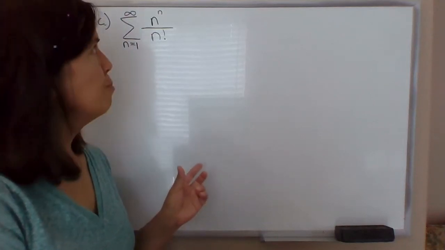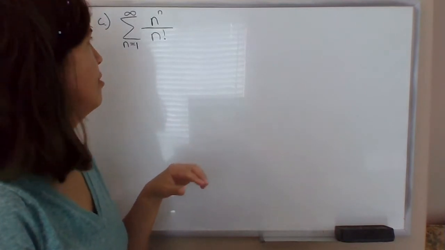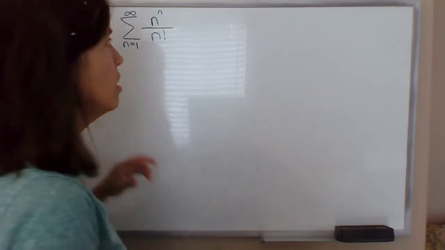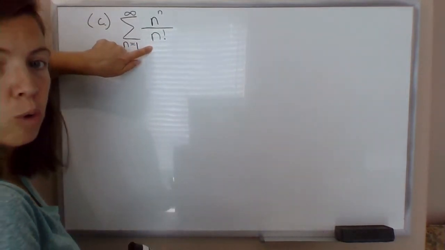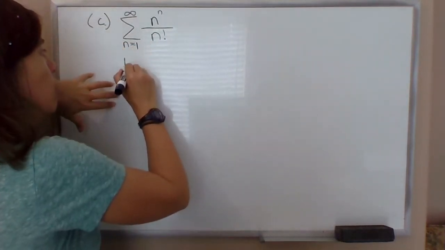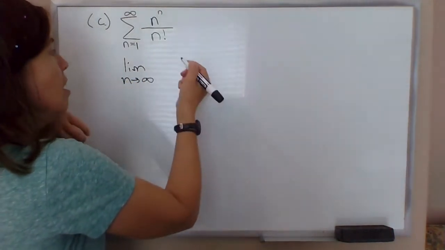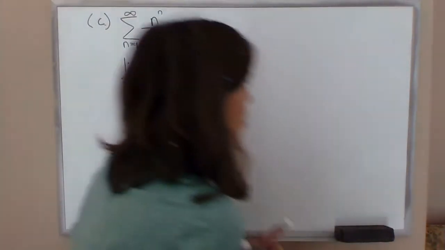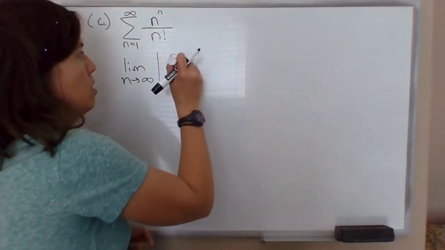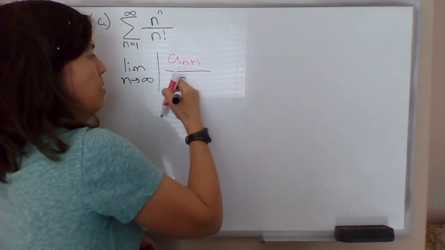Here's one more example where I'm going to use the ratio test to determine whether the series converges or diverges. The reason I would go straight to the ratio test again is that I see the factorial there. So the way the ratio test works, we take the limit as n approaches infinity of the absolute value of, I'm going to color code this, the n plus 1 term, a n plus 1, over the nth term, a n.